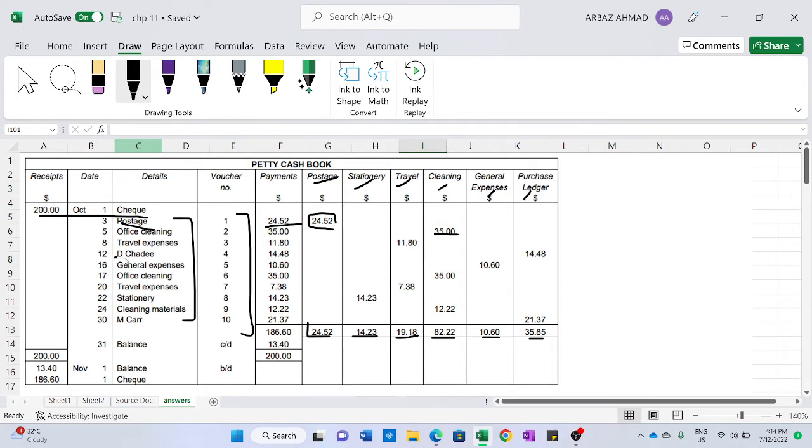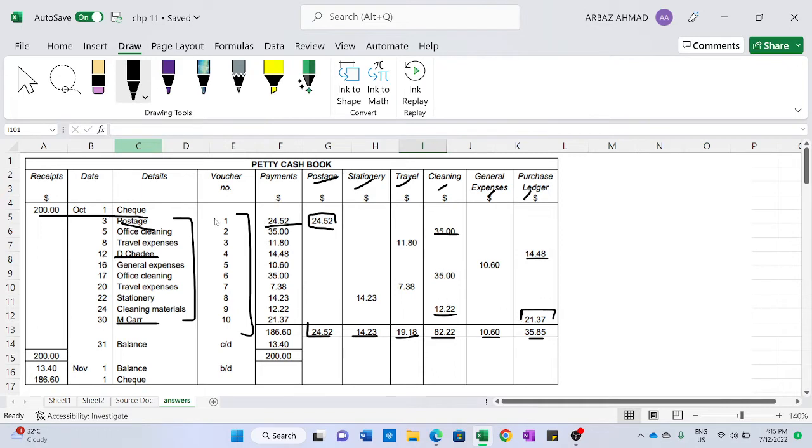Then I have a name. So this sounds like a name, right? The name is probably purchase ledger, because we already have a category and it's a name, so it's probably our trade payable. Then we have general expenses, so we will classify it under general expenses. Office cleaning, again office cleaning, and then travel expenses, stationery and cleaning material. Cleaning material is still classified under cleaning. MCAR is a name or a company perhaps, so again it's a purchase ledger.